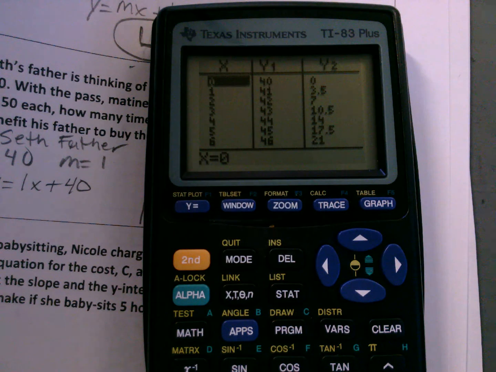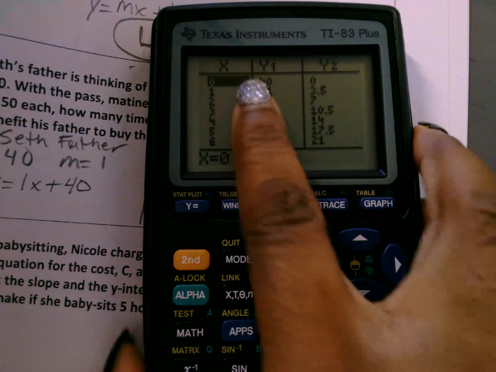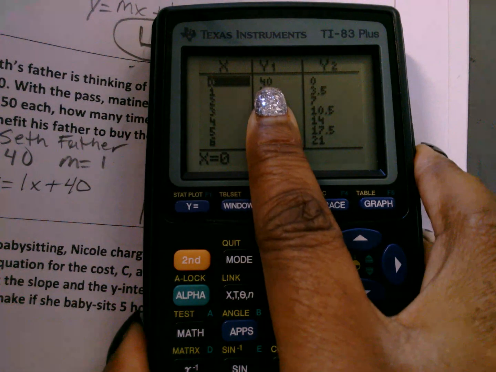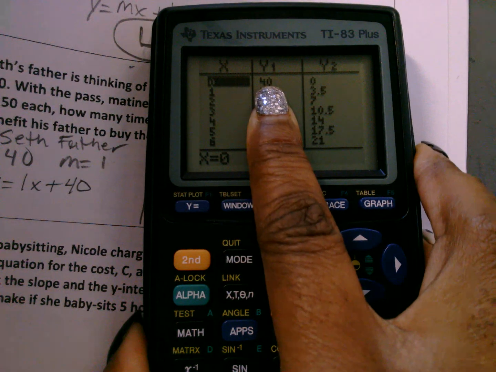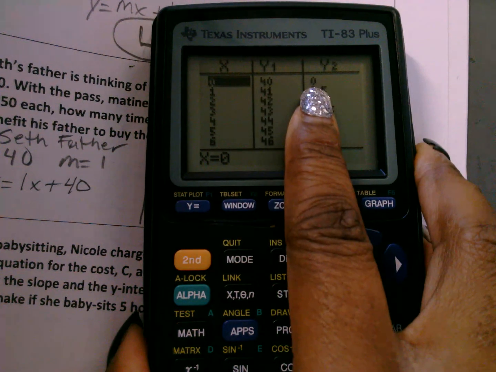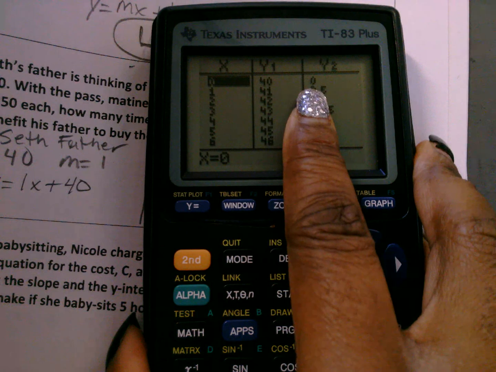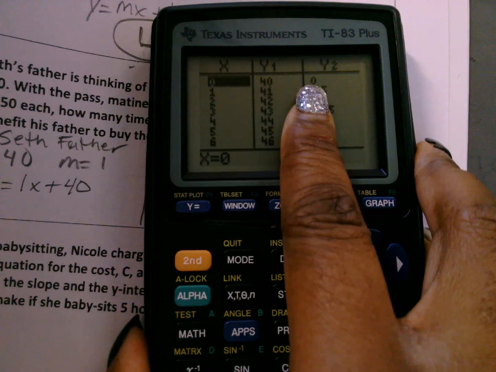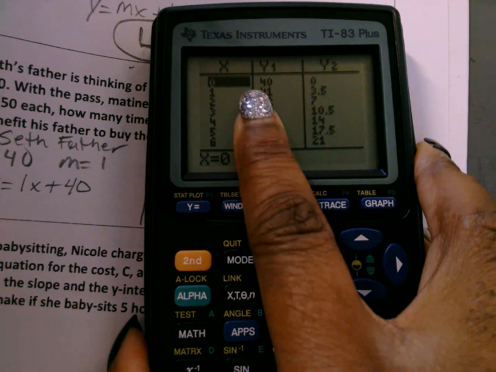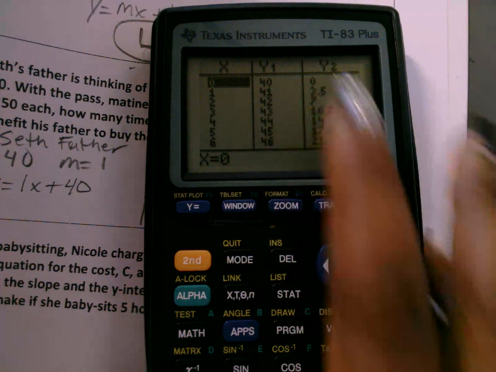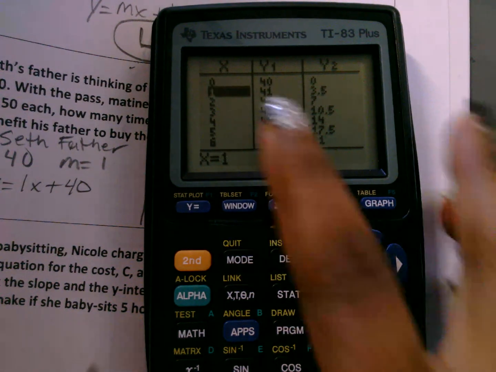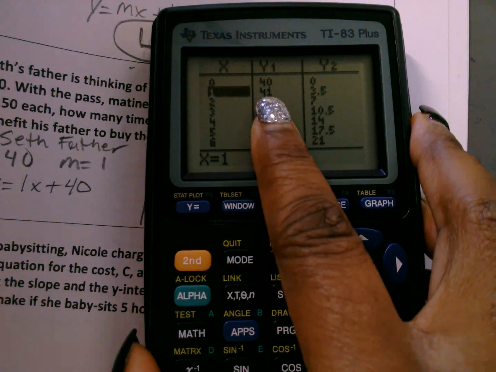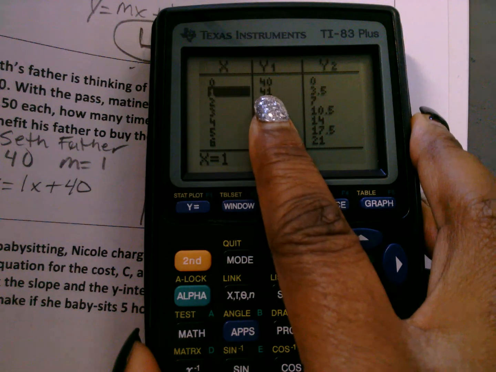Okay, so now let's compare. With 0 tickets purchased, the father would have already paid $40. That's why you see 40 here. And in the regular real world, if you don't go to the movie theater, you owe nothing. So here's 40 and here's 0. Go down to 1 ticket. He's already paid $41, 40 initial and the $1 for the matinee.